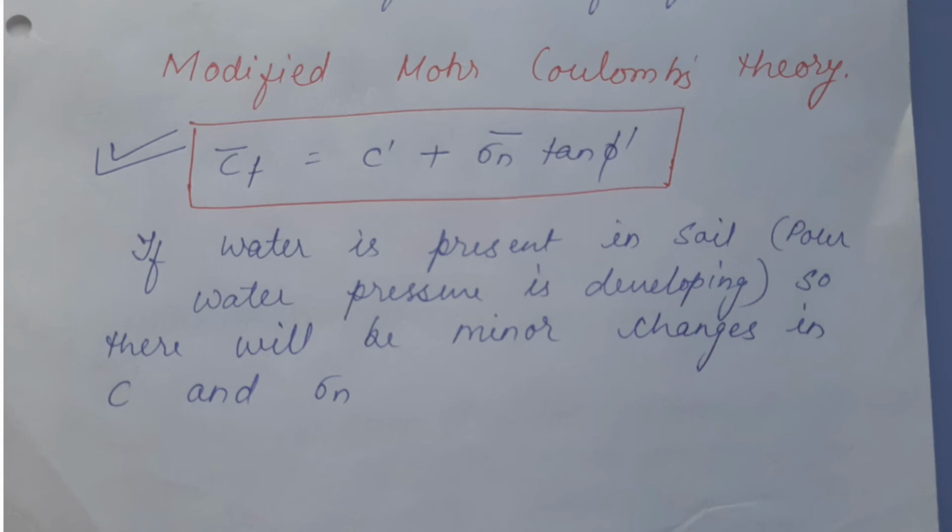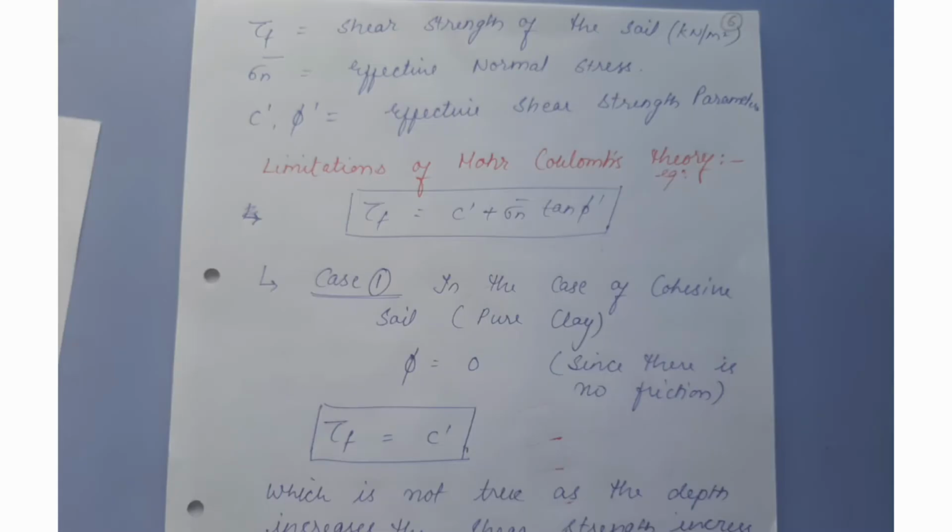equation will be tau f is equal to C dash plus sigma n bar tan phi dash, where tau f is nothing but the shear strength of the soil in kilonewton per meter square. Sigma n bar will be the effective normal stress. The word effective has been added, and C dash and phi dash are the effective shear strength parameters. So we have taken the effective part of the soil. Now this is the new equation, but we still have some limitations of Mohr-Coulomb's theory which we need to study.